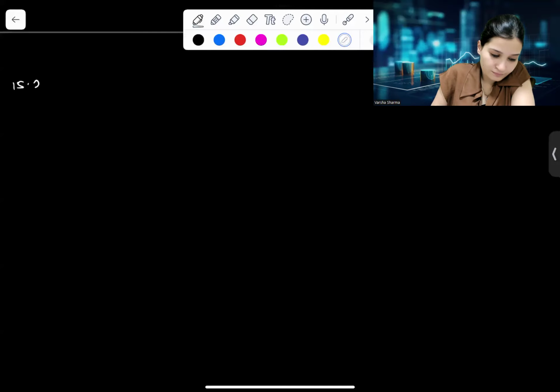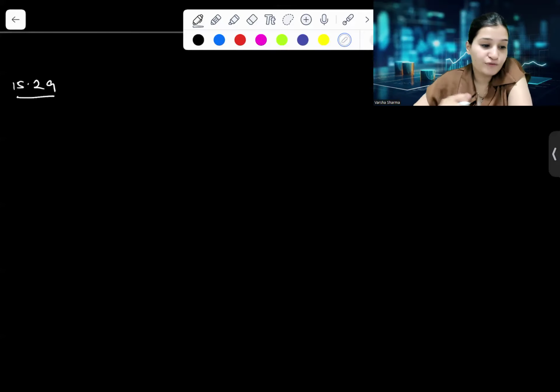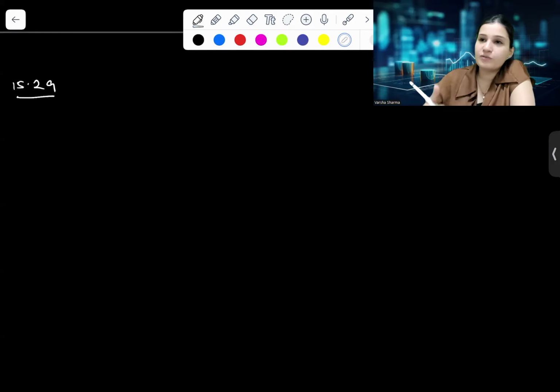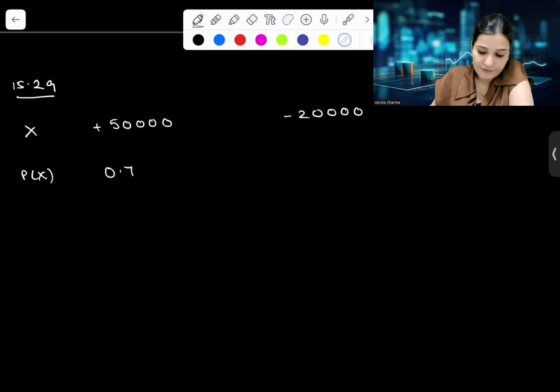15.29. In a business venture, a man can make a profit of 50. See, whenever a question comes for rupees, for amount, for money, X is money. No matter what it says, X will always be money. So we are talking about profit and loss, so money. X will represent money. So profit, so plus 50,000 and loss 20,000. Loss is negative. Making a profit, the probability is 0.75, loss is 0.25.